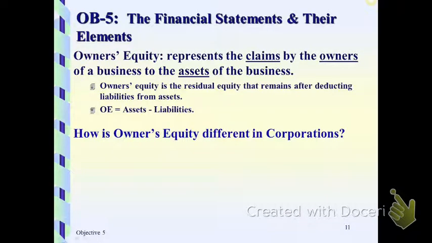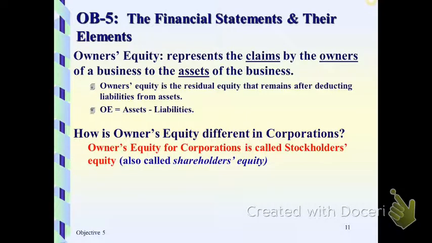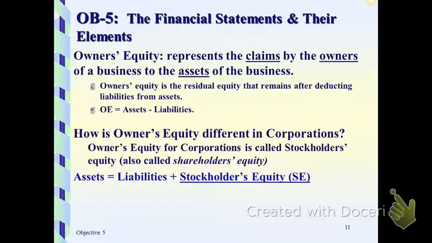So how is the owner's equity different in a corporation compared to a sole proprietorship? Well, we mentioned before, for a sole proprietorship, we were referring to the capital account and withdrawals and the like. When we have the owner's equity for a corporation, the owners are called stockholders, and then the owner's equity is therefore called stockholders' equity, otherwise known as shareholders' equity. So when we look at the accounting equation of a corporation, it's slightly different. It looks like this: assets equal liabilities plus stockholders' equity.